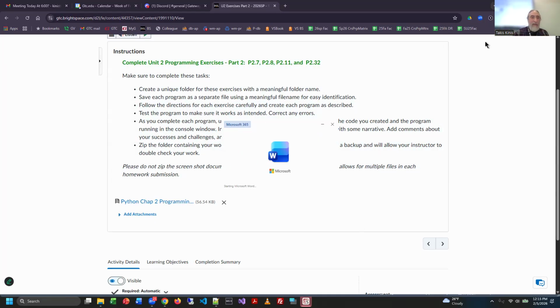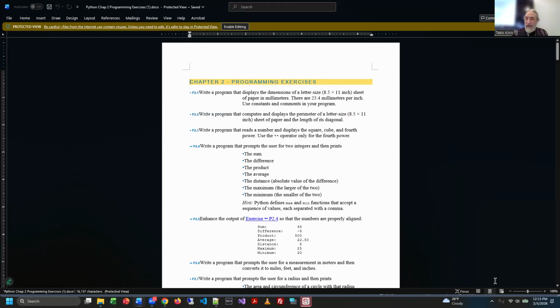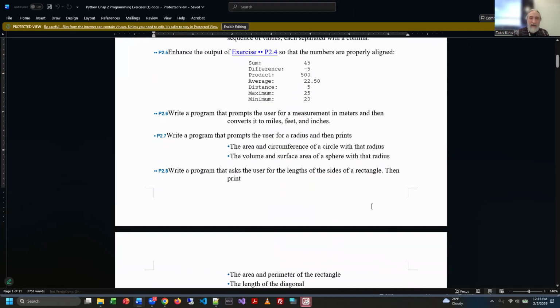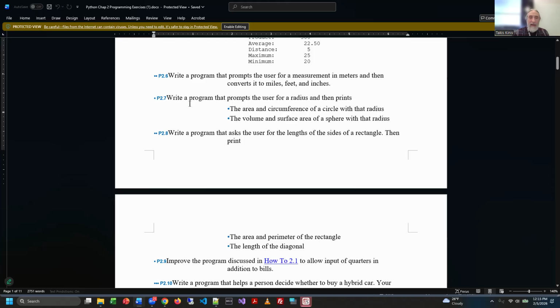You might already have it from the previous set of exercises, by the way, but sometimes I reattach it just because. So I'm going to go down to 2.7 here, and then I'm going to copy this information that says basically write a program that prompts the user for a radius and then prints the area and circumference of a circle with that radius, and then the volume and the surface area of a sphere with that radius.